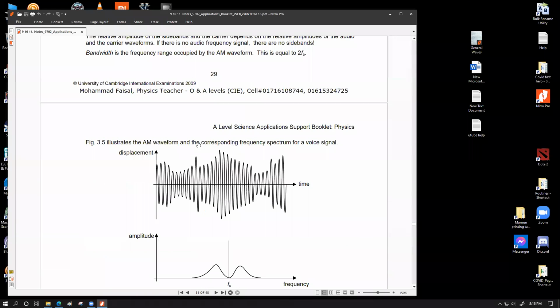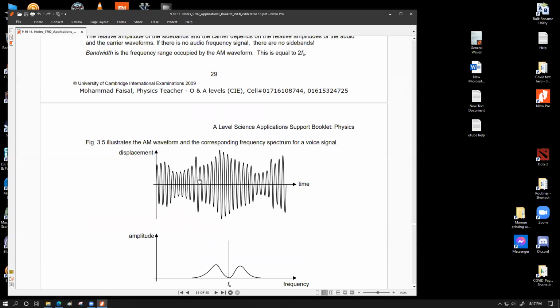For example, here they have shown over here, 3.5 is the AM waveform and the corresponding frequency spectrum from a voice signal. This is a more realistic scenario: if someone is actually making a voice, there will be moments of quietness, there will be high voice and low voice, there will be different types of sounds like hissing, and so on. I mean, there will be variations in the quality of the sound, you will not have a pure sine wave. That's what I'm trying to say.